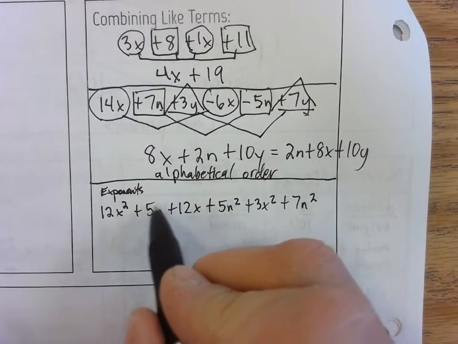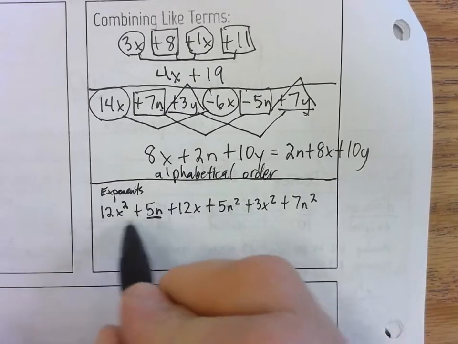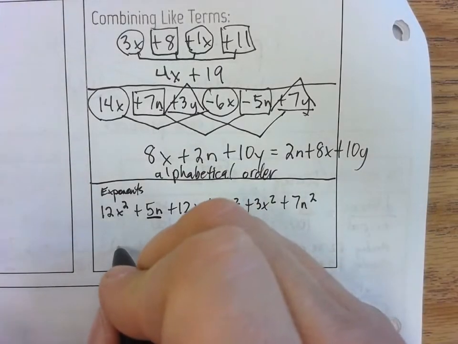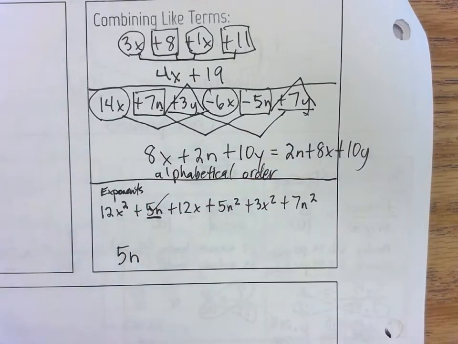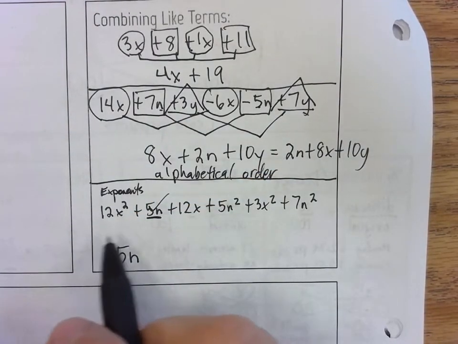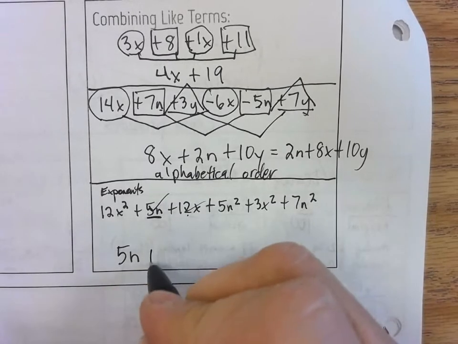So right here, I've got a 5n that I see right here. Now there are none of the rest of them that have just a plain n, so that one is going to come first, okay, 5n. I've got that one, so I'm going to check it off. Then the next one I'm looking for, some plain power, would just be 12x, and there's not any more plain x's, so I'm going to write it down.